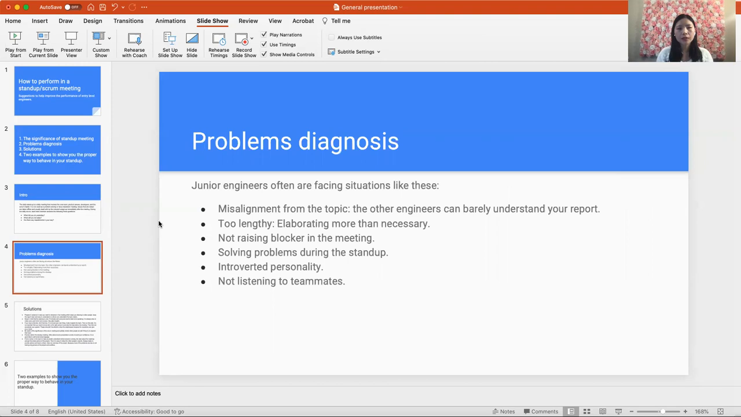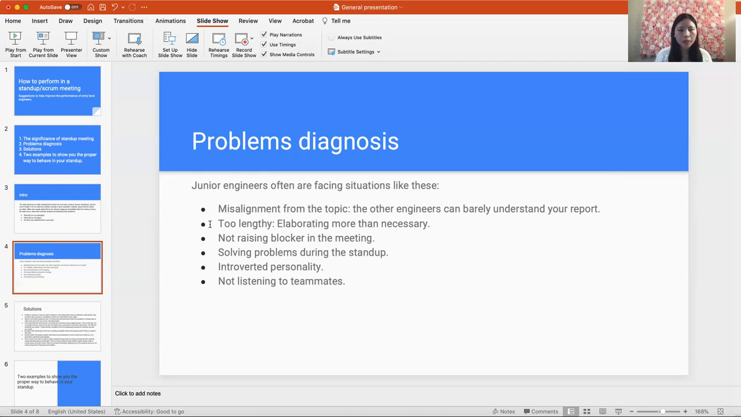Now let me introduce 6 problems that junior engineers are always facing. The first one is misalignment from topic. This often happens because maybe the other engineers have no idea of what you are working on, so they can't understand you. Maybe there should be also some reasons like you are not organizing your logic very well, so the other engineers can barely understand you.